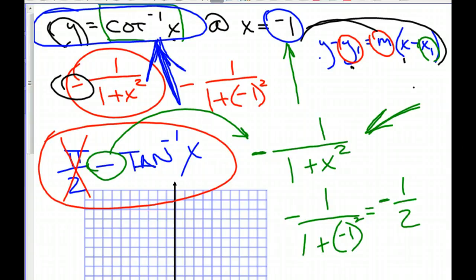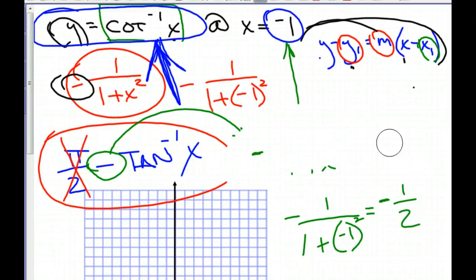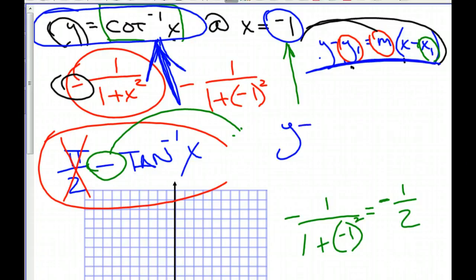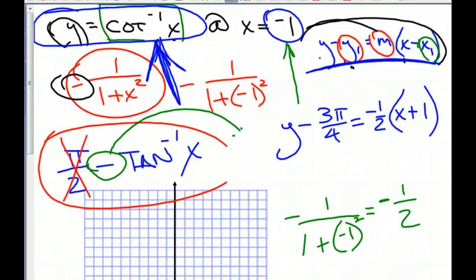So now we have the slope. That's as far as I need to go. I've got everything I need to make life grand. So I can rewrite this as an equation: y minus 3 pi over 4 equals slope times x minus, and that gives me an equation of my tangent line at the point x equals -1.